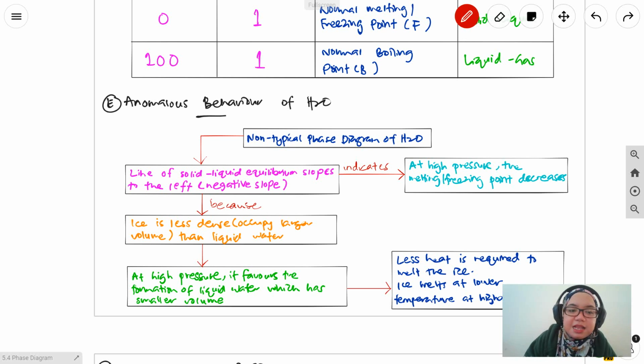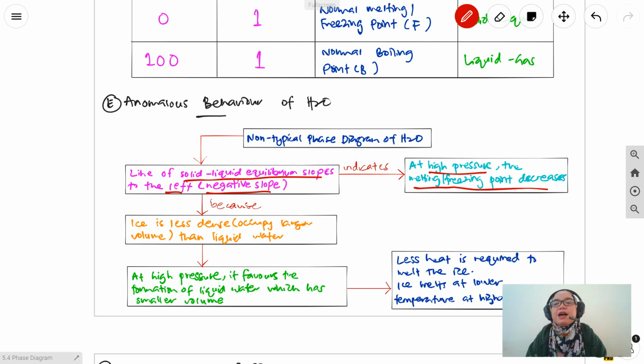It says that the line of solid-liquid equilibrium slopes to the left. It has a negative slope. Why? It indicates that at high pressure, the melting and freezing point decreases. So at higher pressure, for this phase diagram, the melting or freezing point decreases because ice is less dense than liquid water. So it occupies a larger volume.